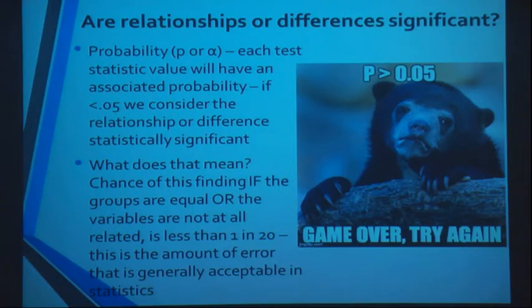It means that the chance of this finding, if the groups are equal or the variables are not related, is less than 1 in 20. This is the amount of error that's generally acceptable in statistics. We say that we're okay with being wrong 1 out of 20 times. That's what P less than 0.05 means.